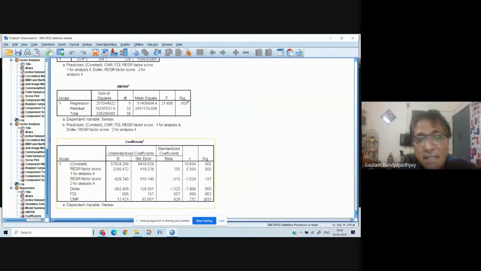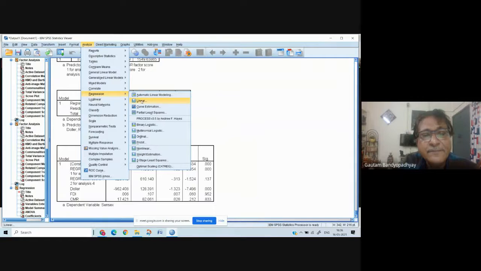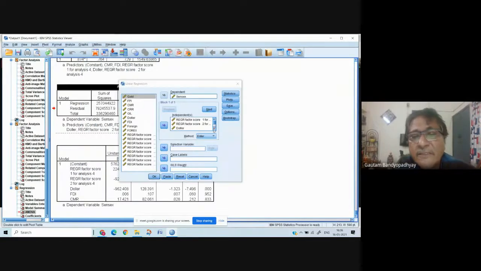So we reject these. But the question is, as I always told you, when you go one by one, you reject one at a time. First you check what is the biggest p-value. The biggest p-value is FDI, so first you delete FDI. Okay. So go to Regression and Linear. First you delete FDI because its p-value is larger. Okay. Click OK.